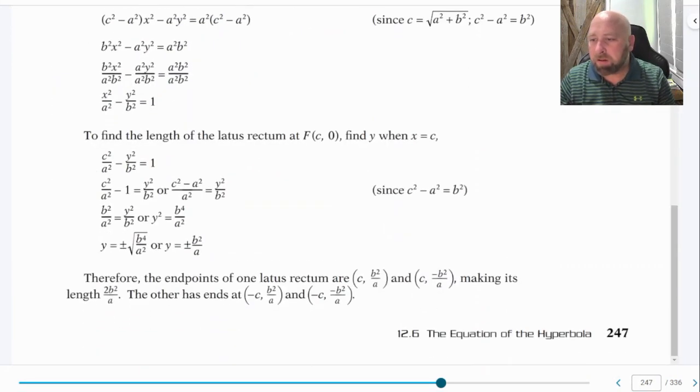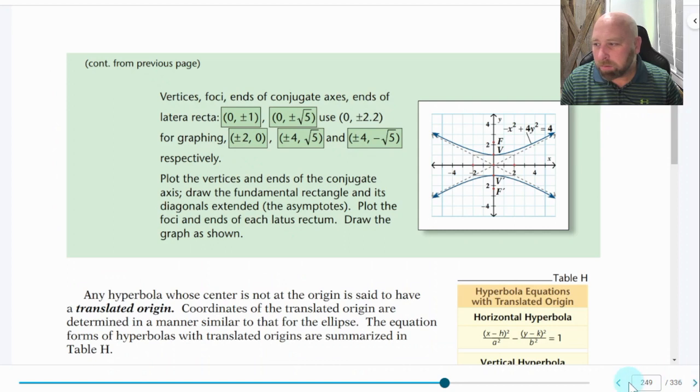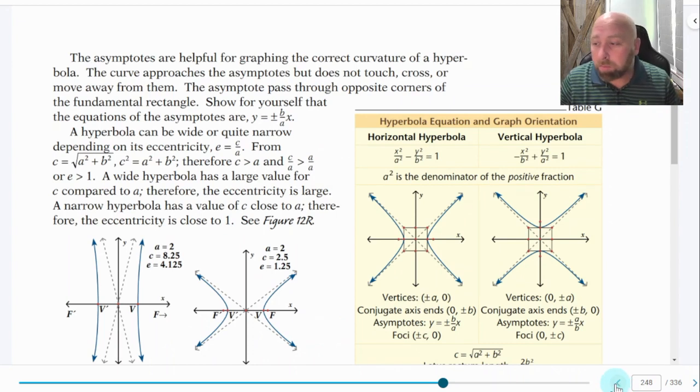247. Right down here at the bottom, it says, therefore, the endpoints of one latus rectum are c, b squared over a and c, negative b squared over a. And because we have 2, we need to use the plural. The plural is latera recta, which is on page number 249 right here. So latera recta, just whatever, latus rectums. That's kind of a weird way to say it, but you know what I mean. It's the plural. So go over here. Don't laugh at that, okay? I know you're not supposed to be laughing.